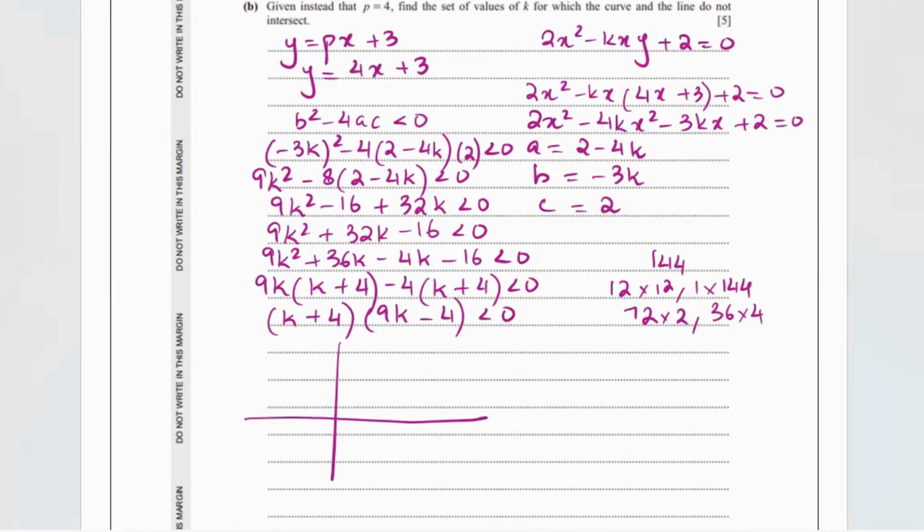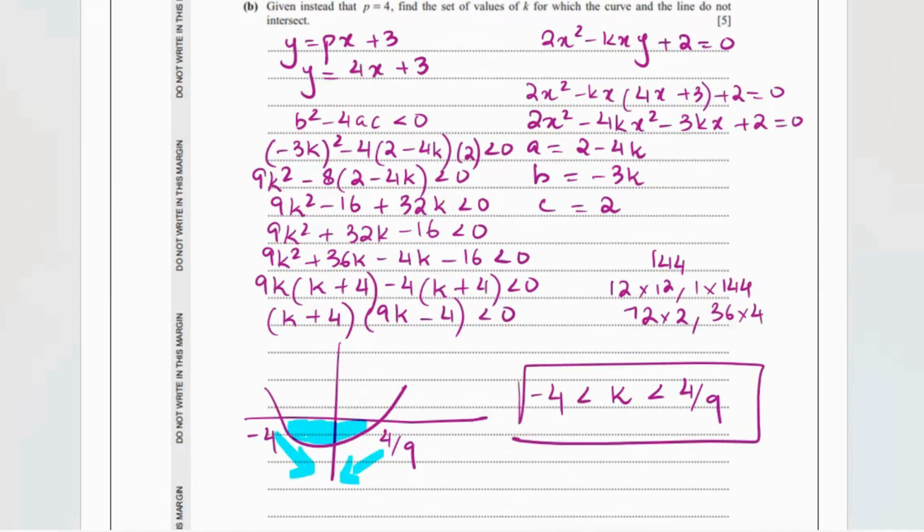So now let's draw our rough graph where negative 4 is over here and 4 over 9 is over here. Since the inequality is less than 0, we look at the behavior of the x-intercepts beneath the x-axis. So over here, we can say that -4 is increasing and 4/9 is decreasing. And since the values are converging, it's going to be a joint inequality, which means k is less than 4/9 but greater than -4. This is your set of values for k.